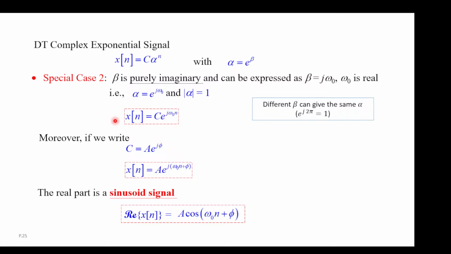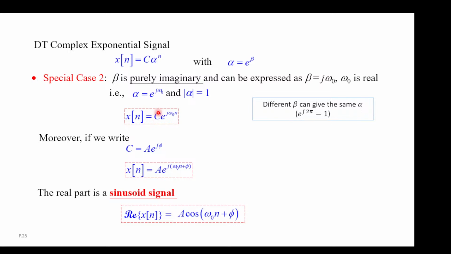So we want this periodic signal, and it's from e to the j omega naught n. And we'll see very soon that something funny is that you can have a different beta giving you the same alpha. I guess that's later. But anyway, x of n equals c e to the j omega naught n, and then you can also change it a little bit.